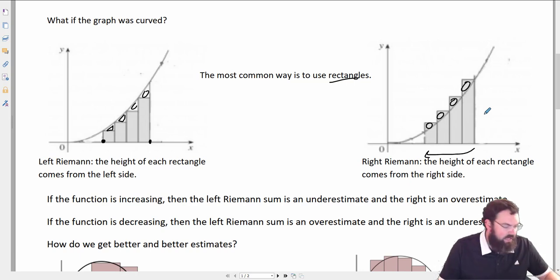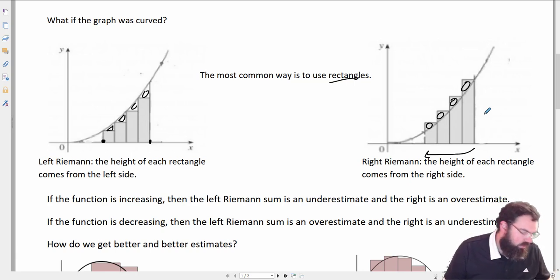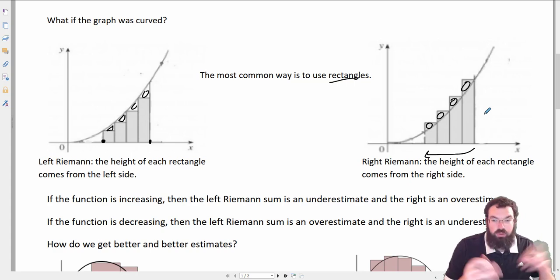So if I have a finite number, hopefully you know what that means. Finite means a number we can count, right?